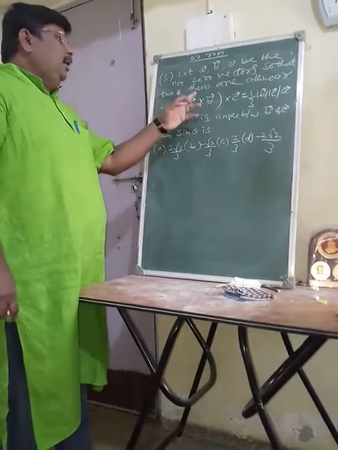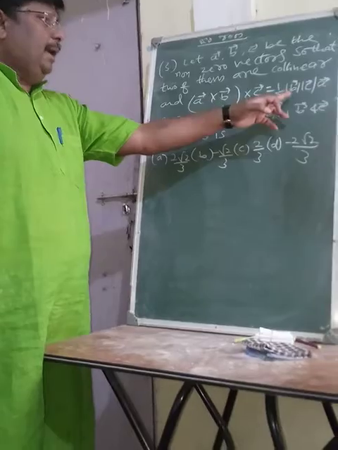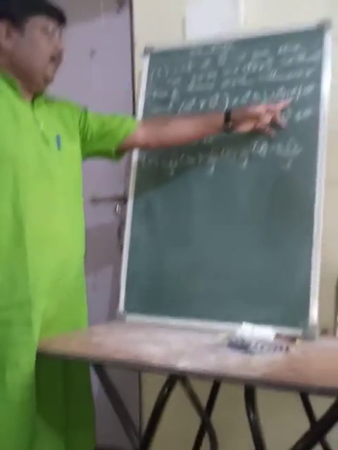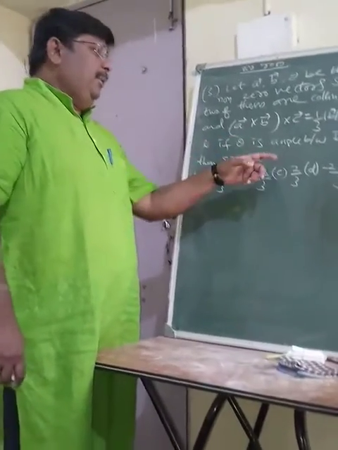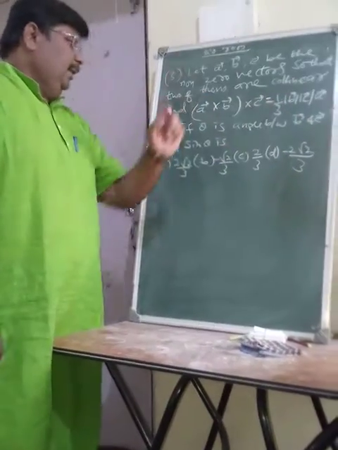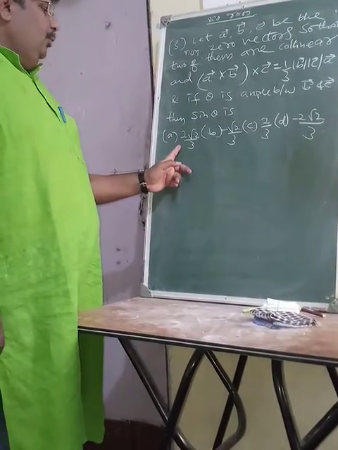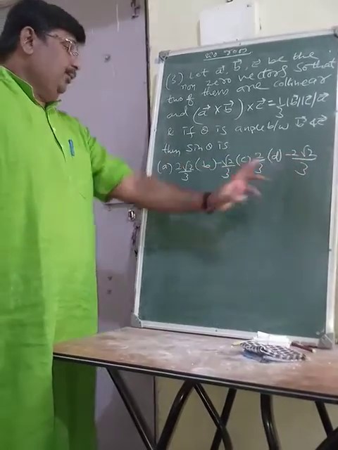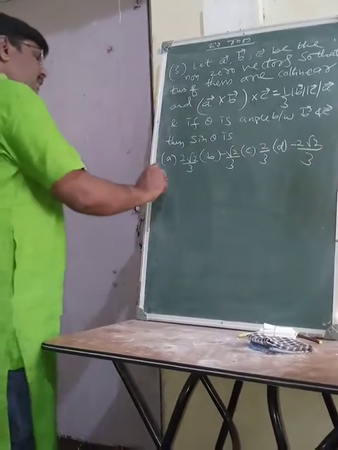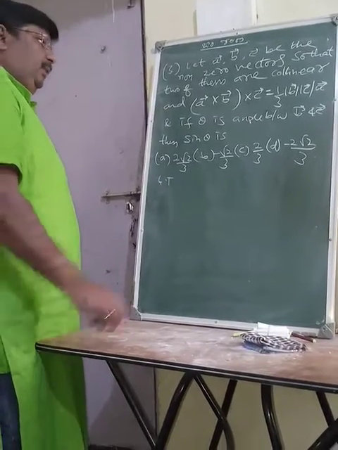And A cross B cross C equals 1 by 3 magnitude of vector B, magnitude of vector C into vector A. If theta is the angle between the vectors B and C, then what will be sine theta? These are the options: 2 root 2 by 3, minus root 2 by 3, 2 by 3, minus 2 root 2 by 3. It is given that the three vectors are non-zero.